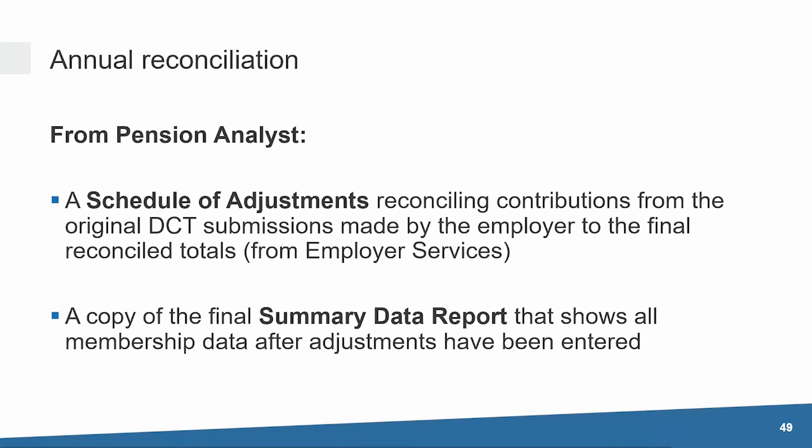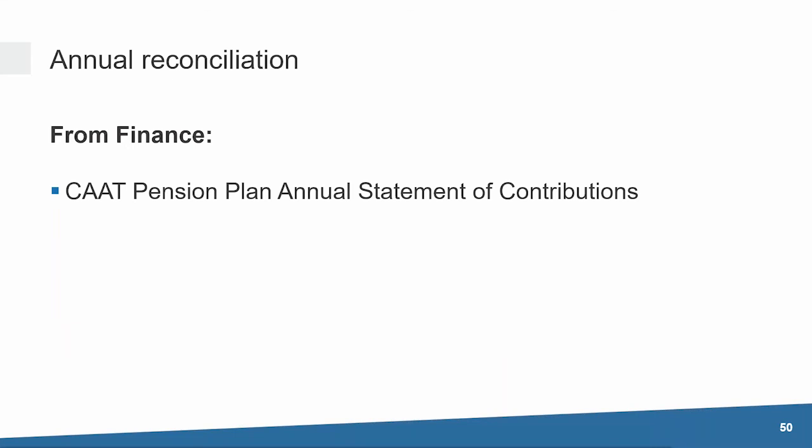If no concerns are brought forward by the deadline of March 19th, the final versions will be shared by finance to the pension analysts. They will then prepare the schedule of adjustments and the summary data report. Finance will then use these reports to prepare the annual statement of contributions.